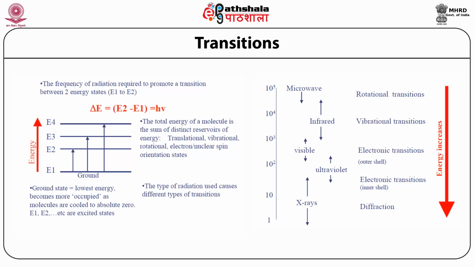The total energy of a molecule is the sum of distinct reservoirs of energy. These are the translational energy, vibrational energy, electronic energy, nuclear spin and orientation state. Different types of light are required to produce different kinds of transition. For example, high energy light such as X-ray causes diffraction, while visible and UV light give electronic transitions in the outer shell as well as the inner shell. However, IR gives vibrational transitions and microwave gives rotational transitions.